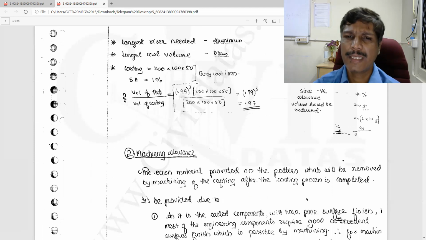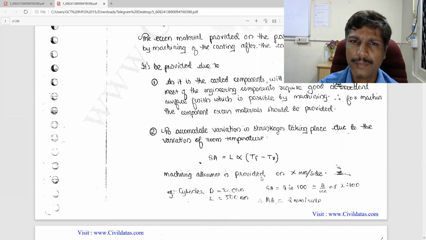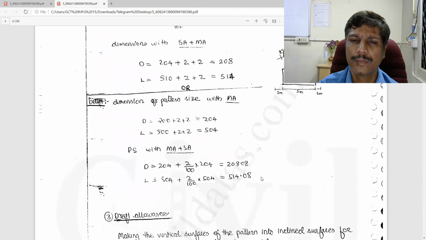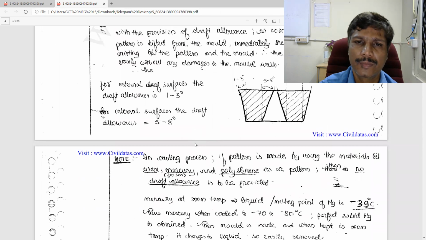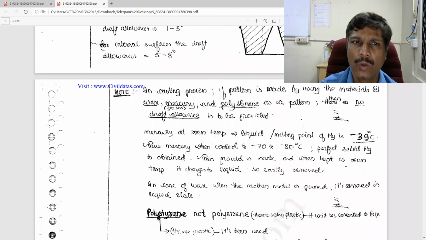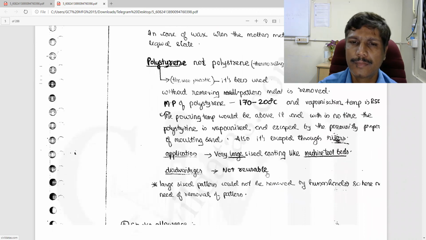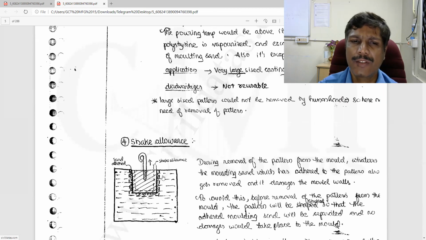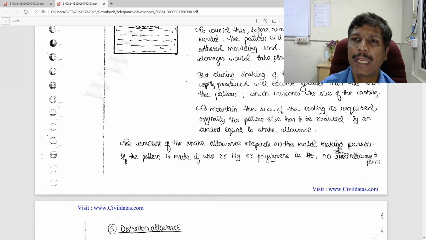Next, machining allowance. Machining allowance is the allowance provided for the machining purpose. Draft allowance: instead of a flat vertical surface, we have a tapered surface. The allowance provided by means of taper is called draft allowance. Next, shake allowance. When you shake the pattern, the dimension gets enlarged, so we take care by reducing the given dimensions. Shake allowance is also called rapping allowance.